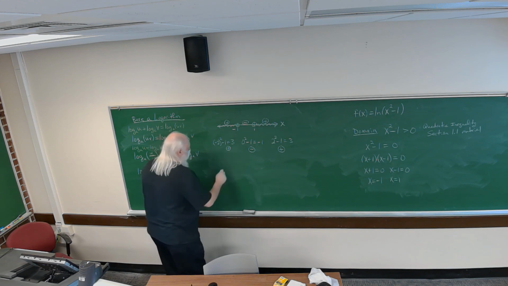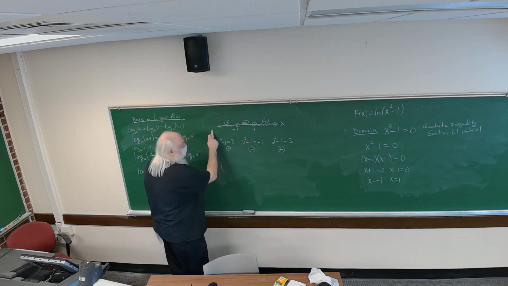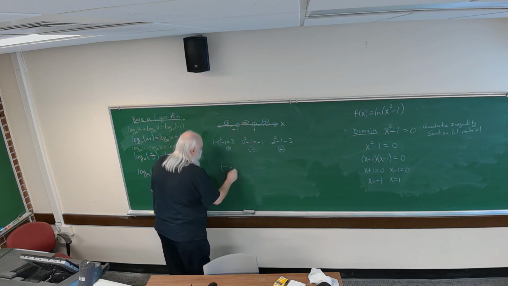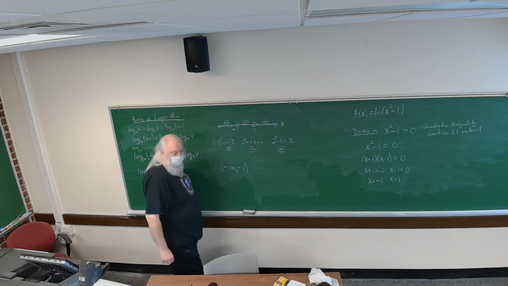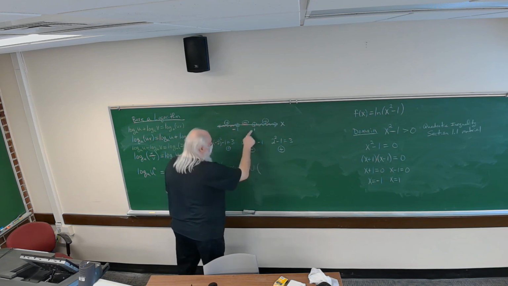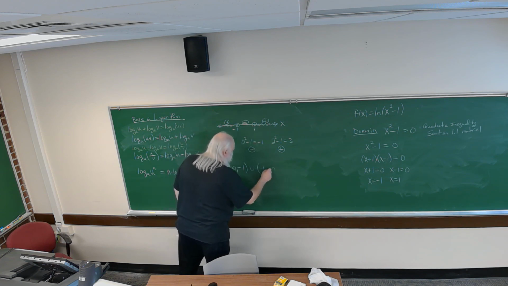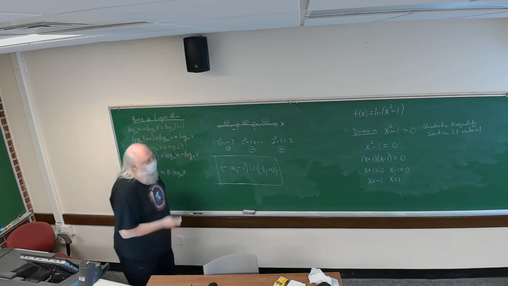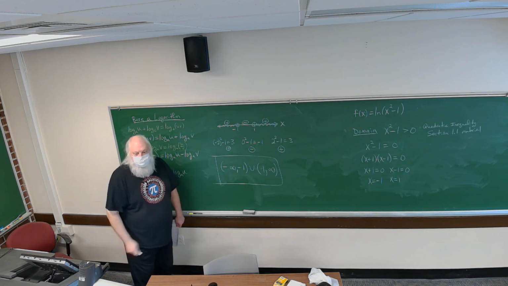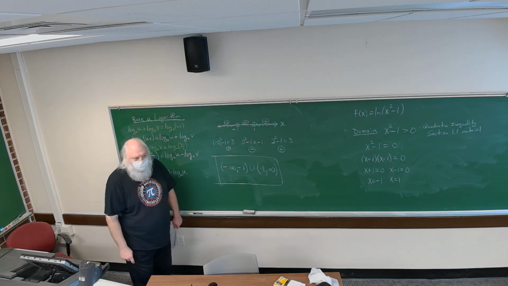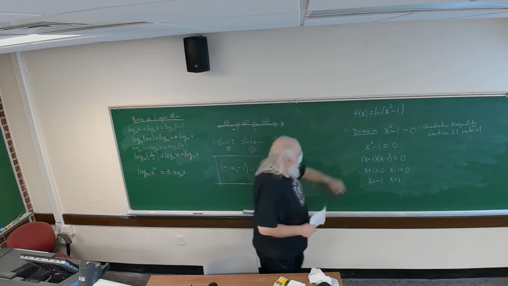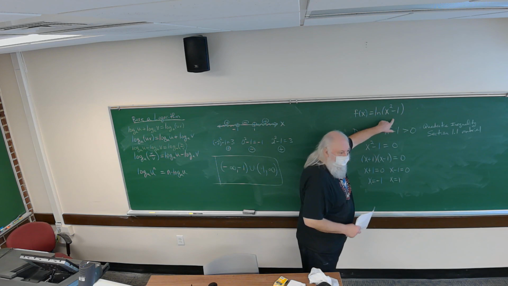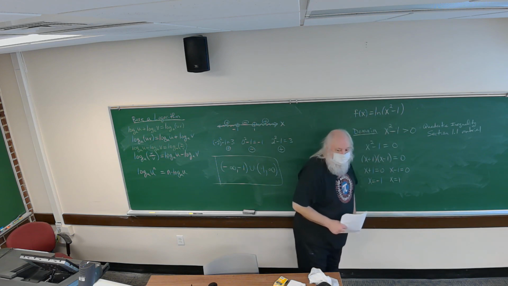And so the domain is minus infinity to minus 1, with a parenthesis because we're not including minus 1, union 1, parenthesis, to infinity. That is the domain for this logarithmic function. Those are the numbers you can put in for x here, and this function will equal a real number on the right-hand side.